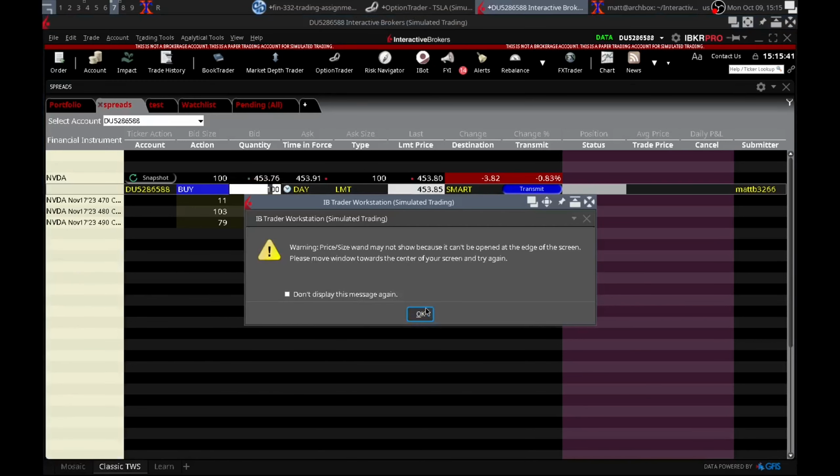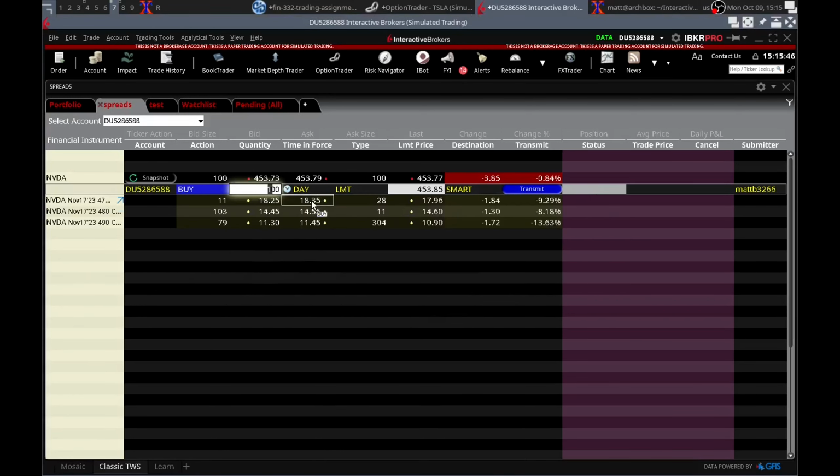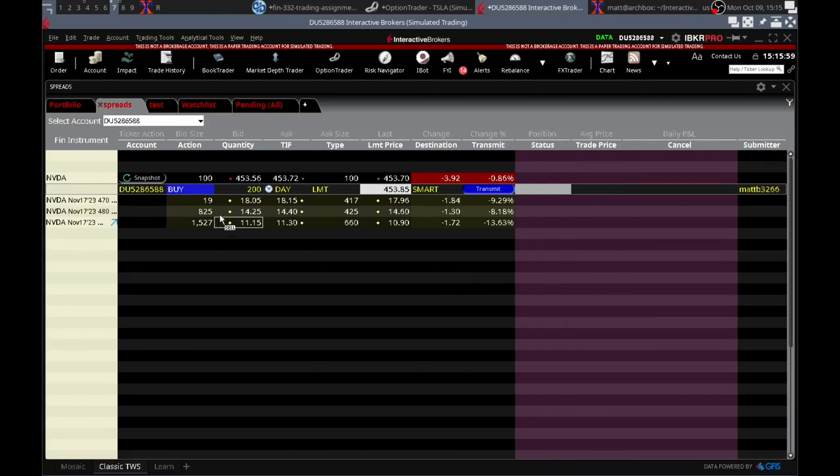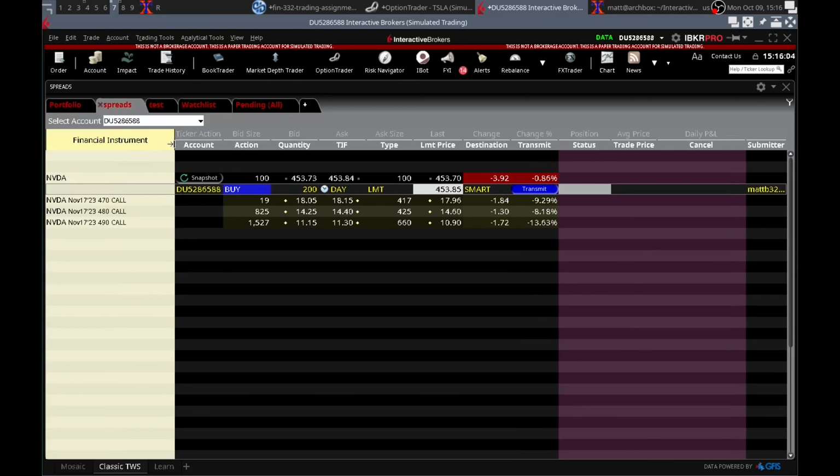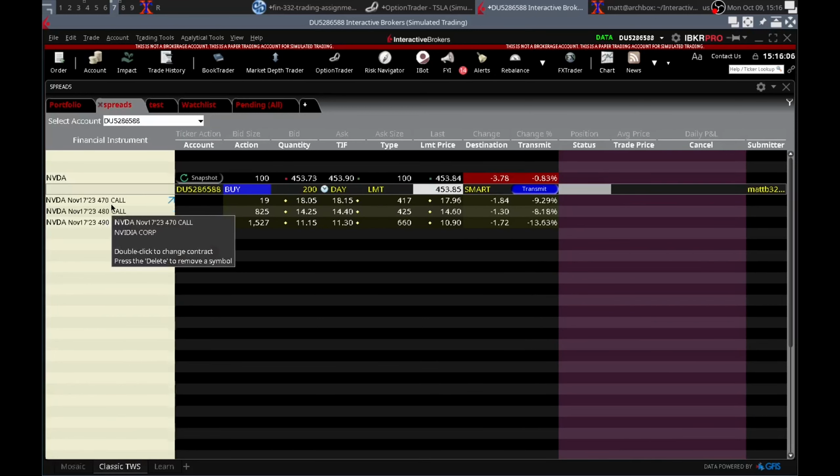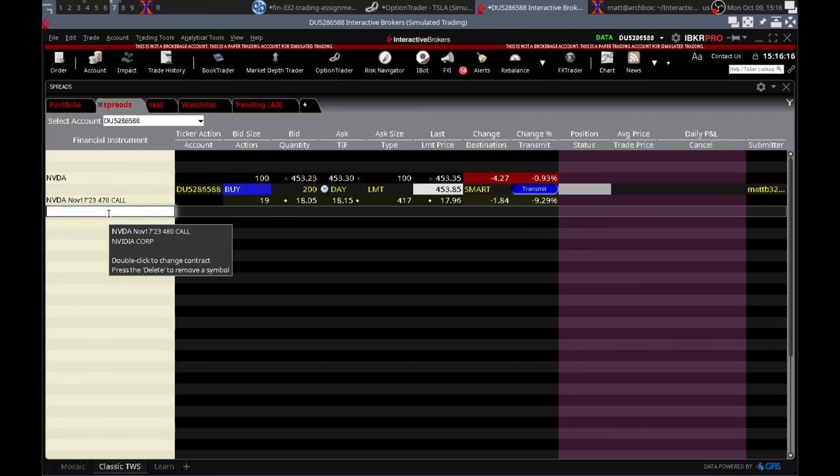So let me say 200 shares here, and then I'm going to go ahead and sell 2 contracts. Which one should we do? I don't have any of the data on here looking at the implied volatilities and so forth, so I don't know. Let's just choose. I started with the 470s, so let's just choose the 470s.